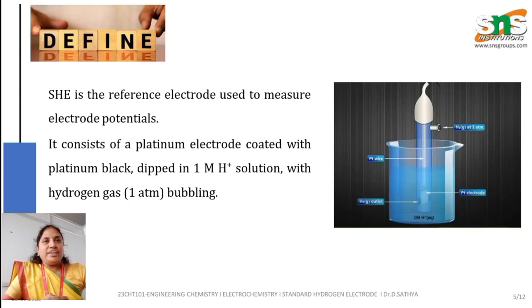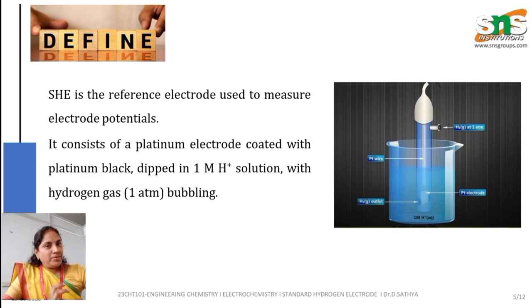So what is define? The framing of the challenge. After empathizing, we need to define the problem clearly. The challenge: how can we design an electrode that provides a stable and reproducible potential of zero volts under standard conditions? That means normal room temperature, one molarity of H plus and one atmospheric pressure of hydrogen, and can serve as a universal reference.